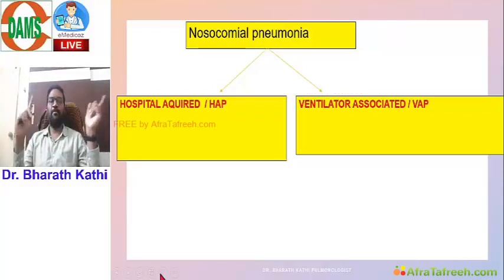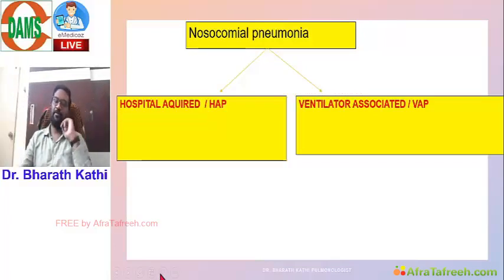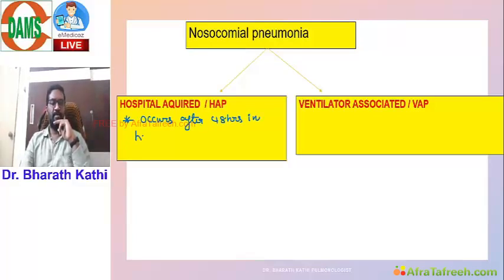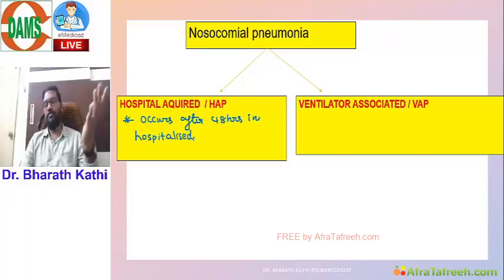Now it is only community acquired and nosocomial. And in nosocomial we have hospital acquired and ventilator associated. So the standard definition for HAP is it occurs after 48 hours in hospitalized patients. So no need to write down. These definitions I have discussed in the last week notes, you can see. Occurs after 48 hours in hospitalized patients.